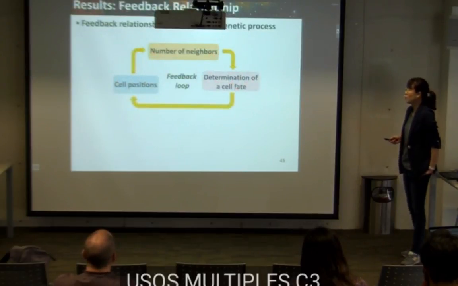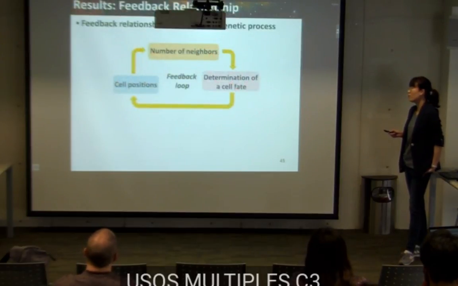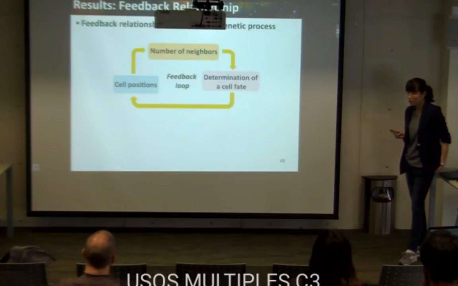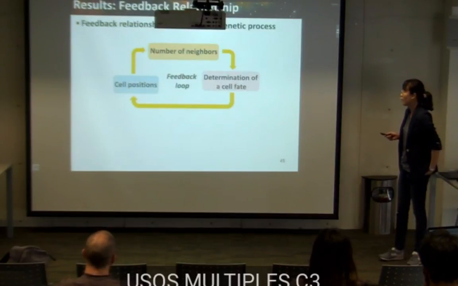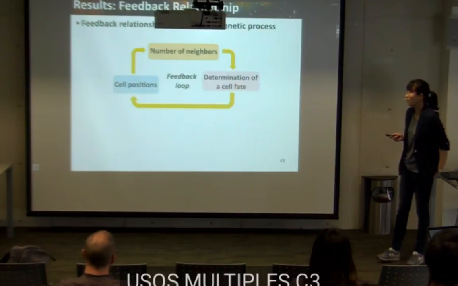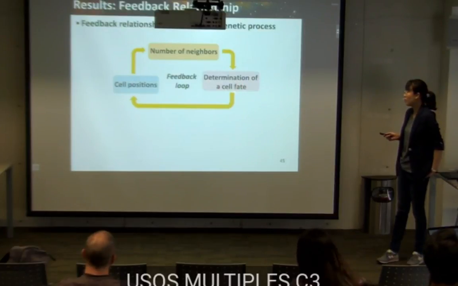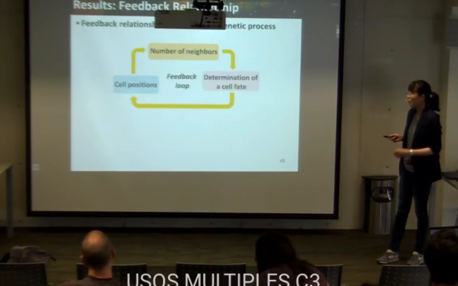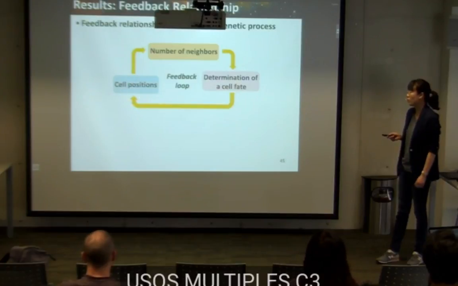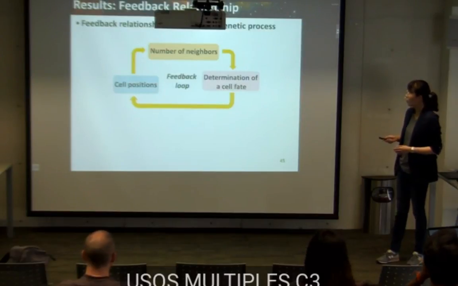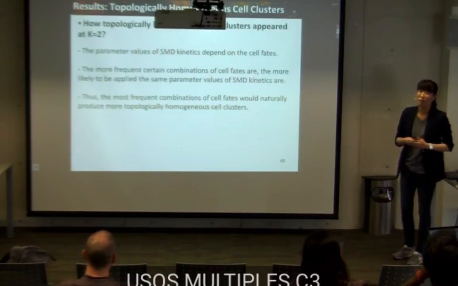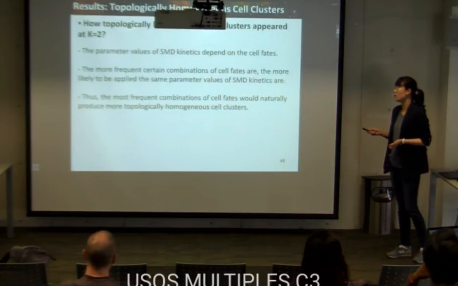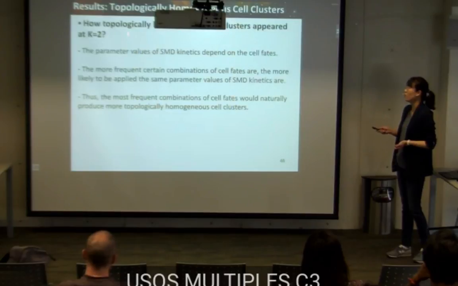In our morphogenetic process, there is a feedback relationship. Cell-cell interactions determine a cell fate. Depending on cell fates, the spring mass damper kinetic parameters were applied. By the spring mass damper kinetics, the cells were positioned, and the cell positions influenced the number of neighbors. So in this feedback relationship, how did topologically homogeneous cell clusters appear at K equal 2?